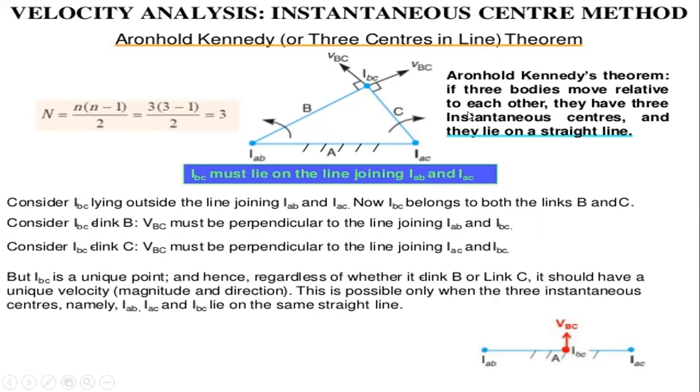So the theorem proves that if three bodies move relative to each other, they have three instantaneous centers and they lie on a straight line. Whether they move in the clockwise or anti-clockwise direction, IBC also lies on the same straight line, which is the line through the instantaneous centers of AB and AC.